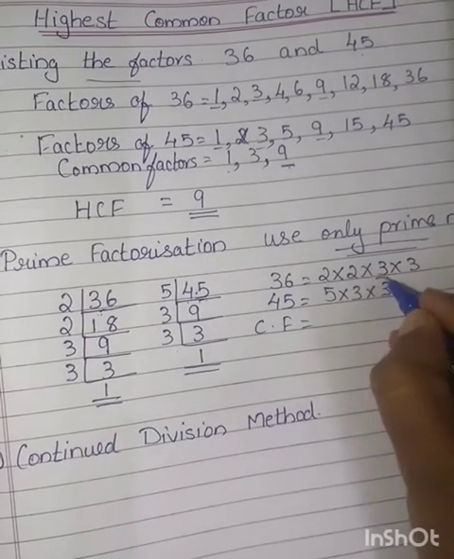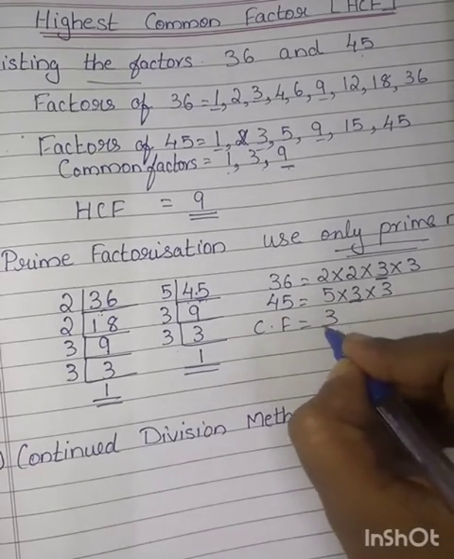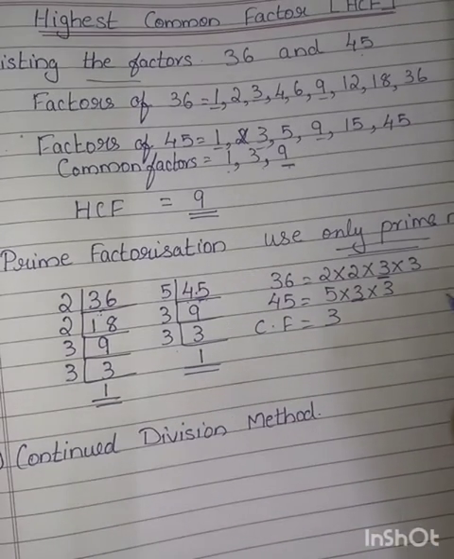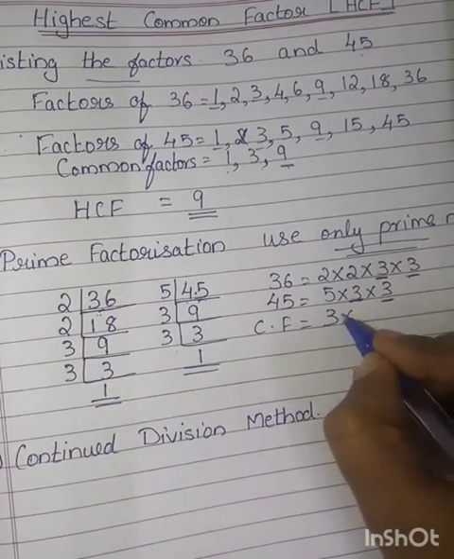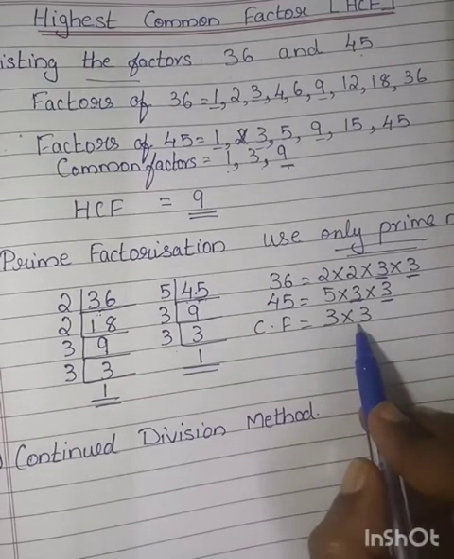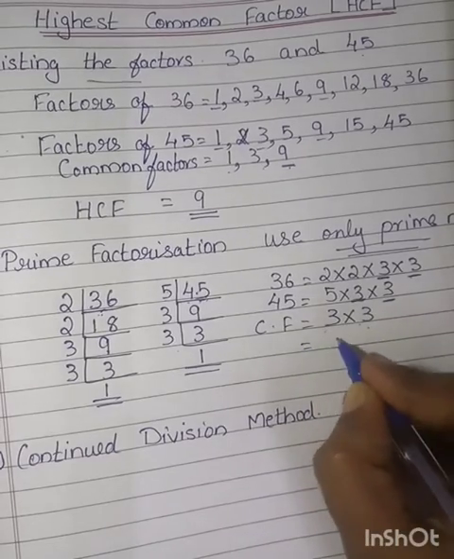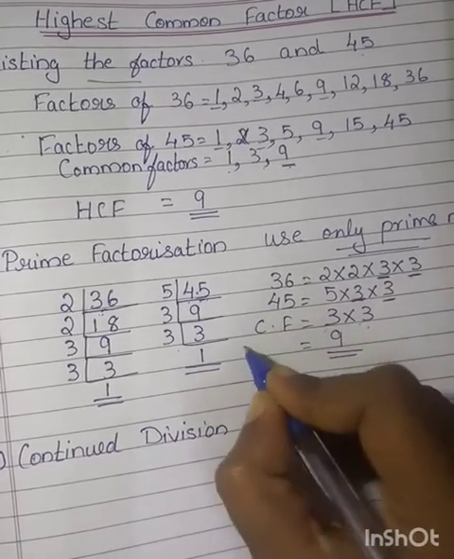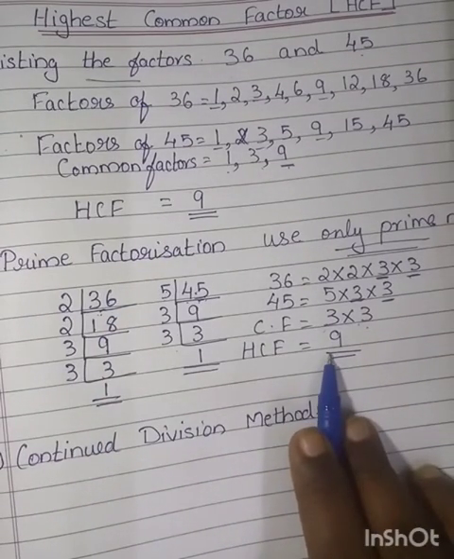So you can see here there is a 3, here also there is a 3, so let us write 3 as a common factor. Then you can see one more 3 is coming as a common factor, so that means we can take that 3 also. Okay, so the common factors you need to multiply. 3 into 3 is 9. So 9 is the HCF. Here also we got 9, here also we got 9.